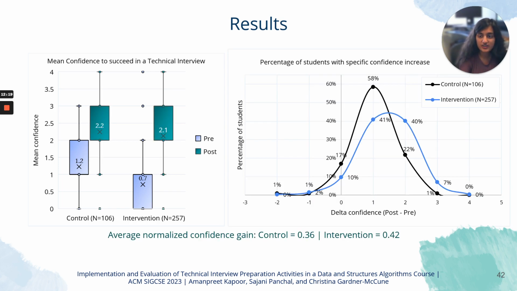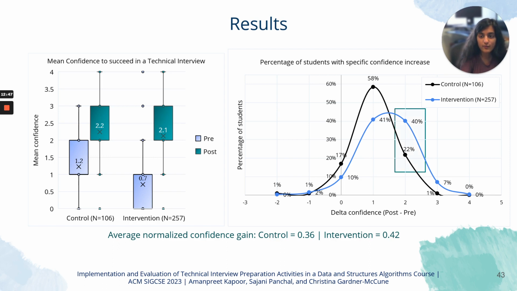Since there was a significant difference between the 2 cohorts' pre-measures, we decided to compute the average confidence gain of the intervention and control groups. The overall average confidence gain of the control semester cohort was 0.36, while that of the intervention semester was 0.42. The figure on the right shows that a higher percentage of students in the intervention semester experienced a greater boost in confidence levels.